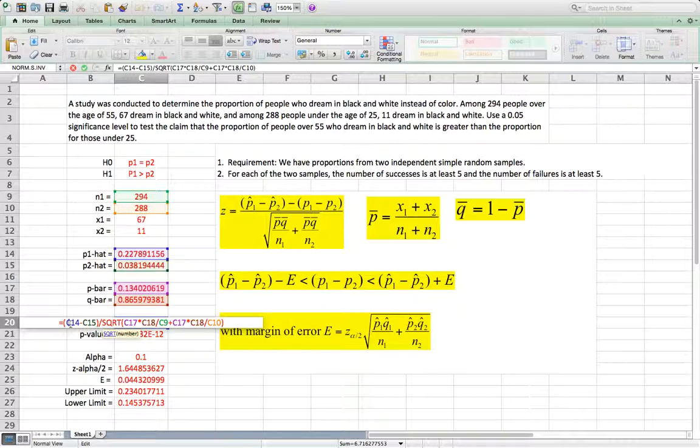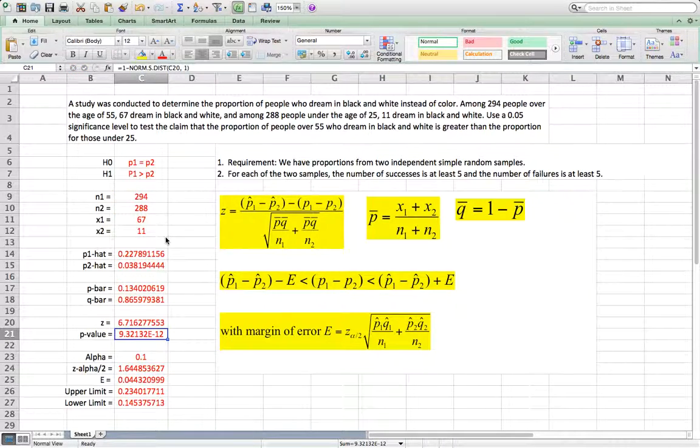Make sure you group them in parentheses, then divide by square root of P bar multiplied by Q bar, which is C17 multiplied by C18 divided by N1, which is in C9, then plus P bar multiplied by Q bar, which is C17 multiplied by C18 divided by N2, which is in C10. Okay, hit enter. That's your z-score.